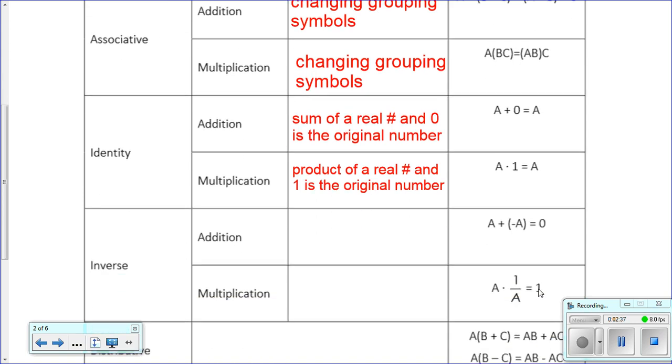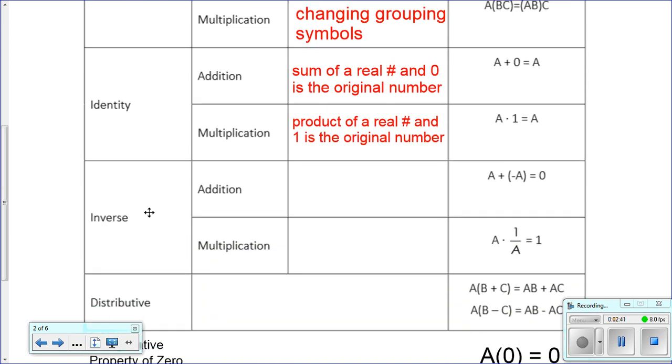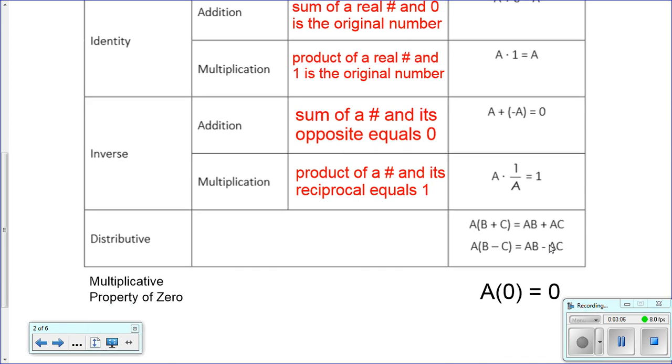Then we go into our inverse. Inverse property is of addition, again. So it says that the sum of a number and its opposite, meaning opposite sign, is equal to 0. So A plus negative A will equal 0. With multiplication, we did the product of a number and its reciprocal, and it equals 1. So A times 1 over A, the A's cancel out when we cross multiply, and it equals 1. Okay?